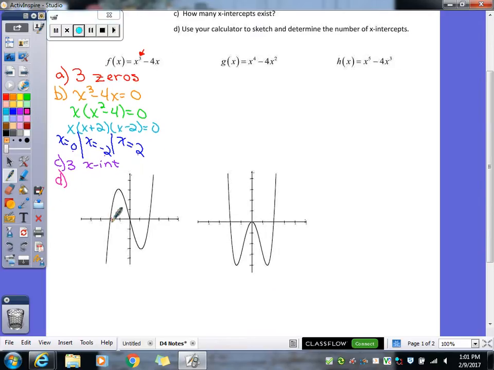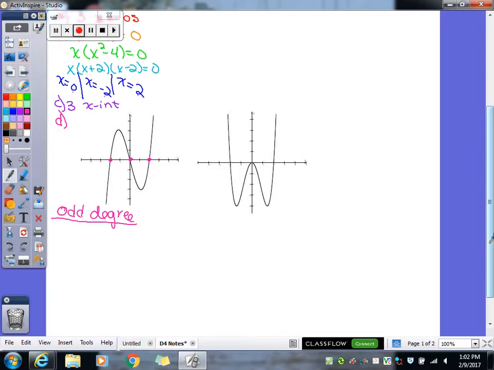So if you take a look, here are our 3 x-intercepts, also known as our 3 roots at negative 2, 0, and 2, just like we figured out algebraically. Keeping in mind, since we had a degree of 3, that means we have an odd degree. So thinking back to last class, our end behaviors are exactly how they're supposed to be, left side down, right side up.